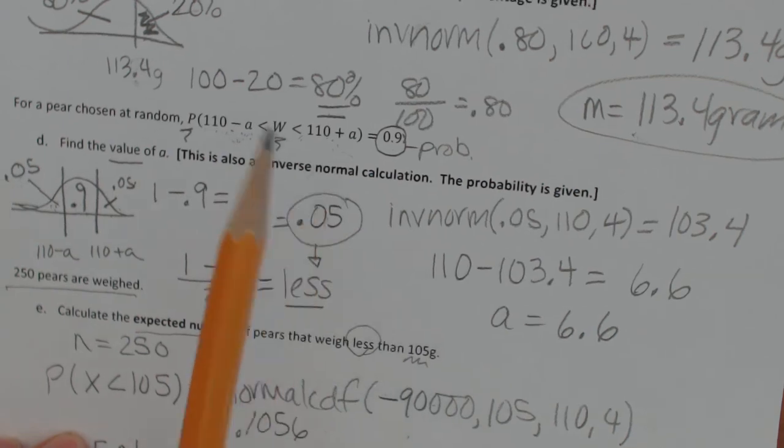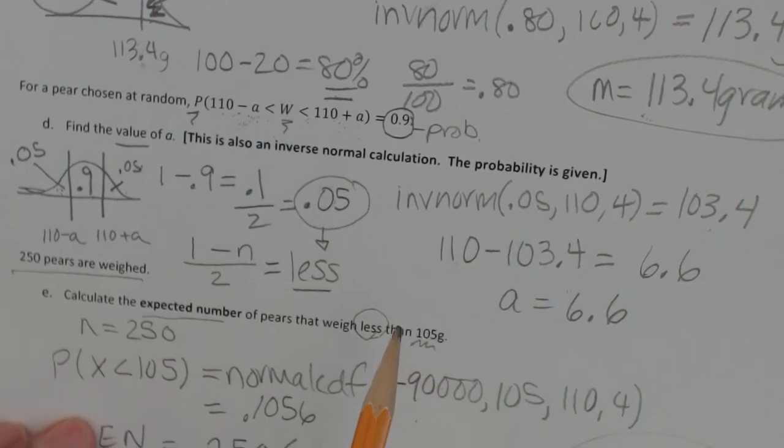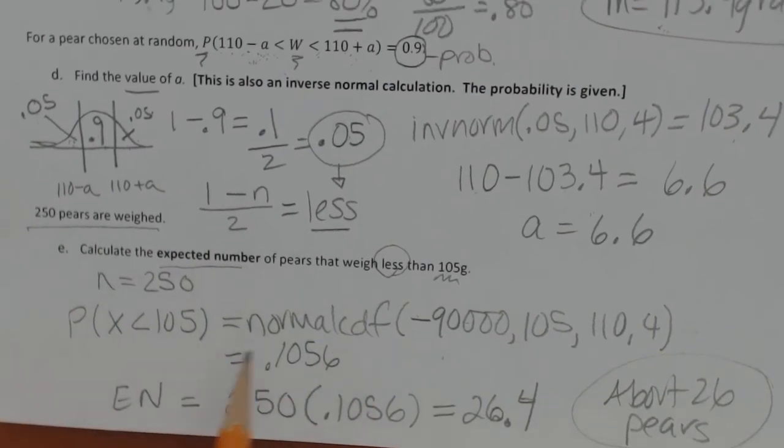We went on to finding in between, but we had symbols here that they gave us rather than saying in between. So we had to actually do 1 minus, divide by 2, and use that inverse norm. We weren't done because they just didn't want that value. They wanted us to subtract to find the value of A. And then we moved back into normal CDF where we found the expected number. That's a big problem. Hopefully it helped.